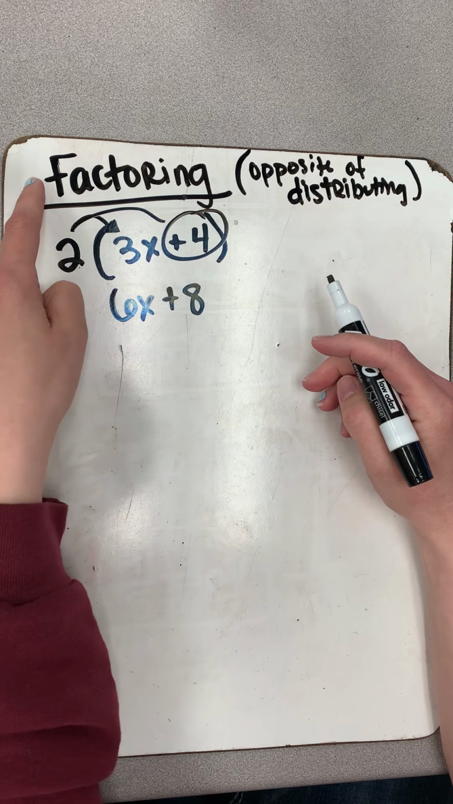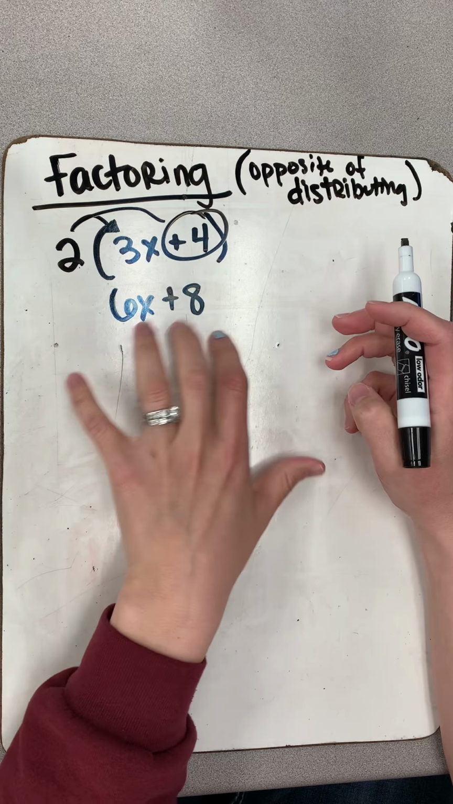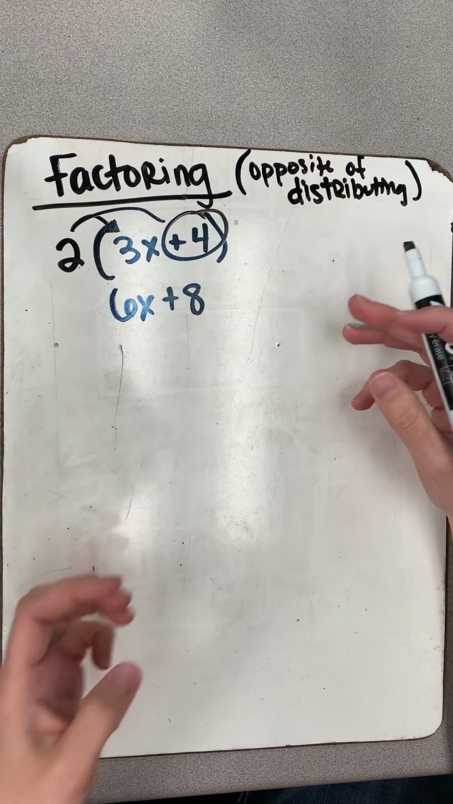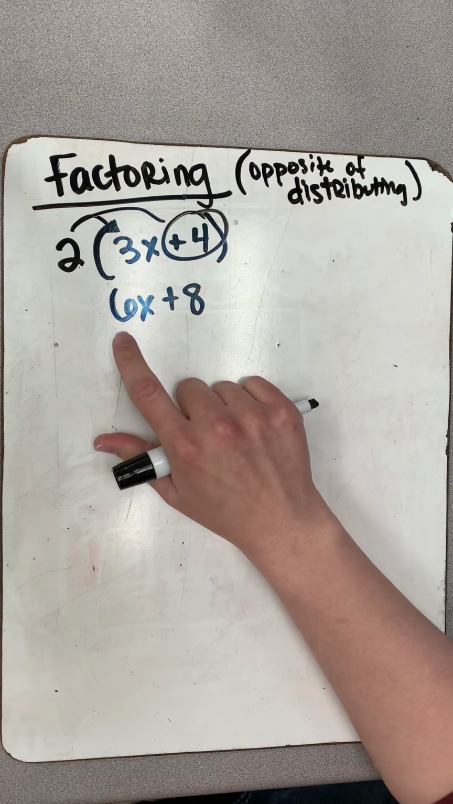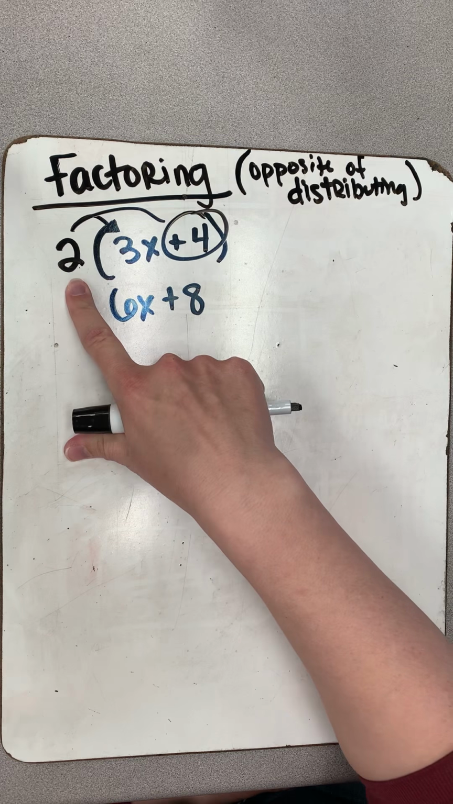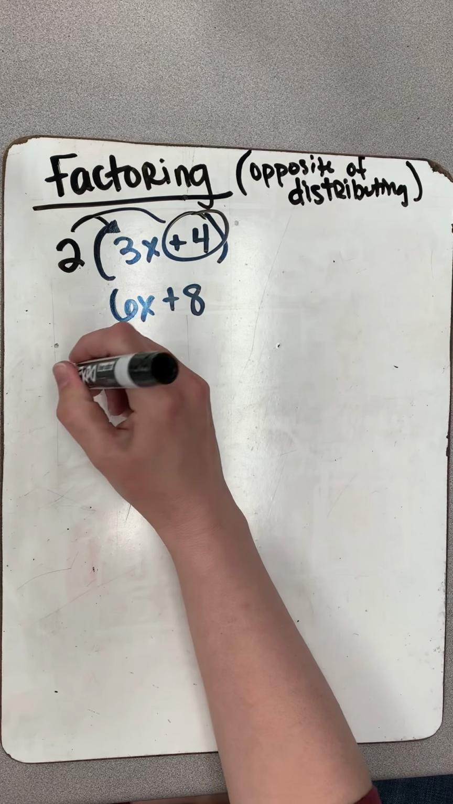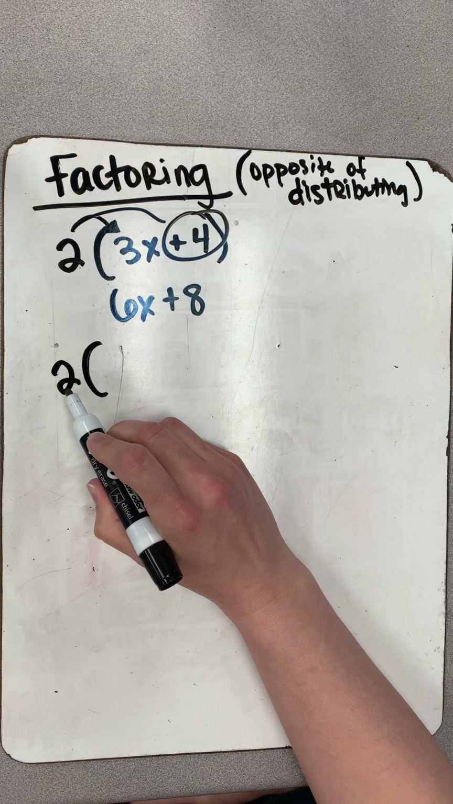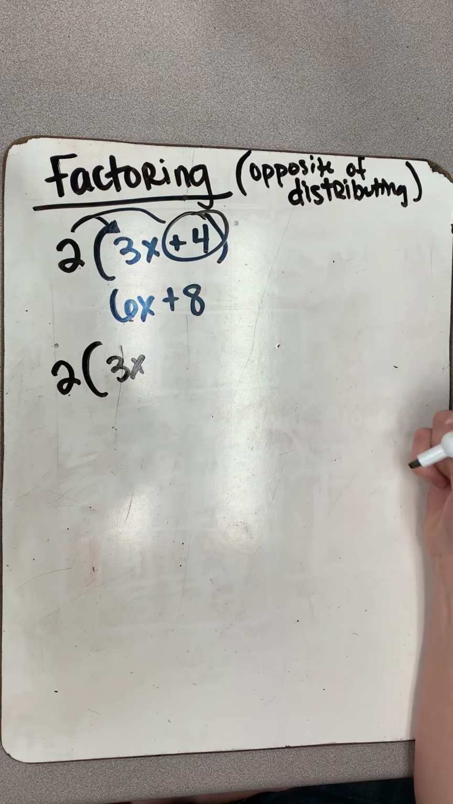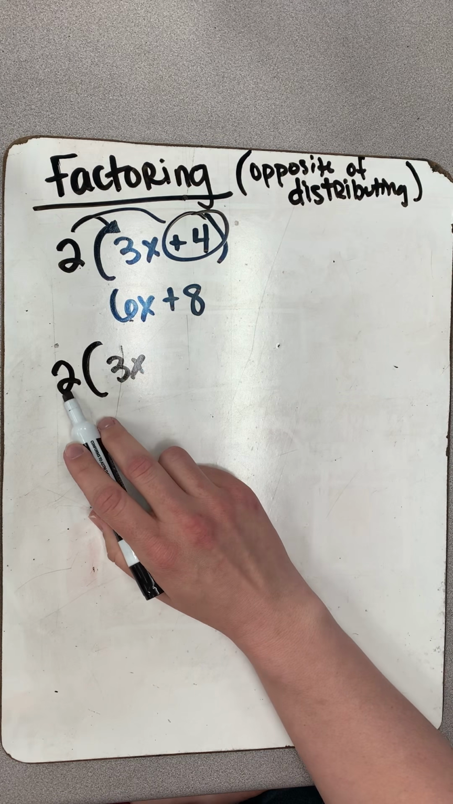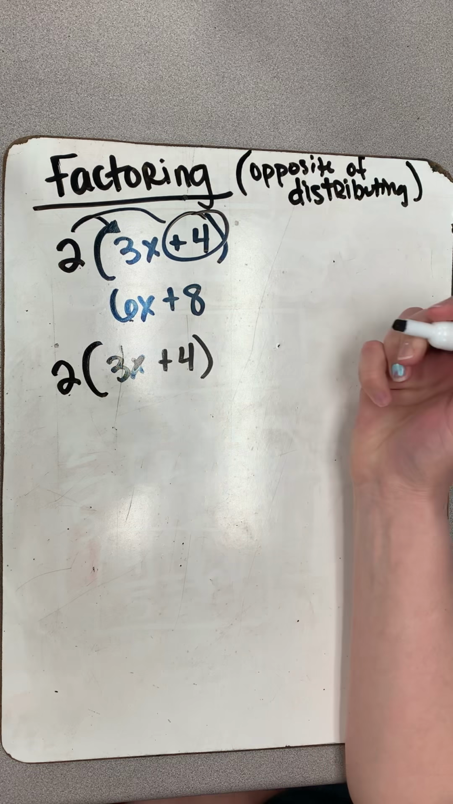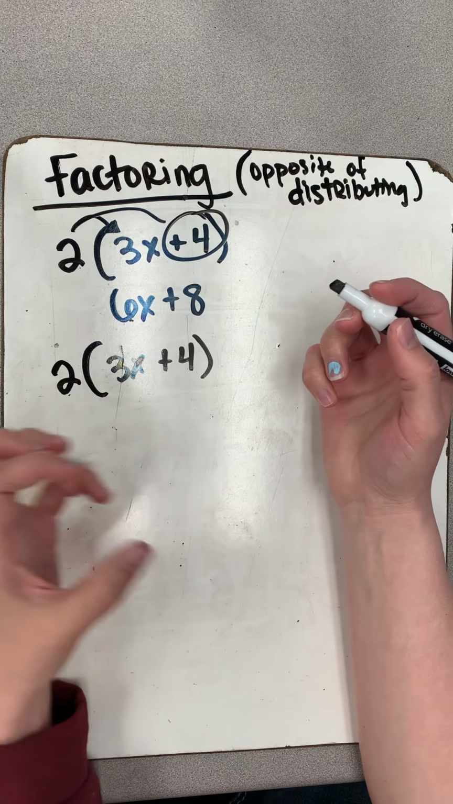Now, factoring is when we're actually finding what's common and we pull it out of there. So if we were to undo this step, we would factor a 2 out. We would say, okay, in 6 and 8, my greatest common factor is 2. So if I pulled a 2 out of it, what times 2 gives me 6x? Well, 3x times 2 gives me 6x. Now, what times 2 gives me a positive 8? Well, a positive 4 does. So what you do is you pull it out of there.